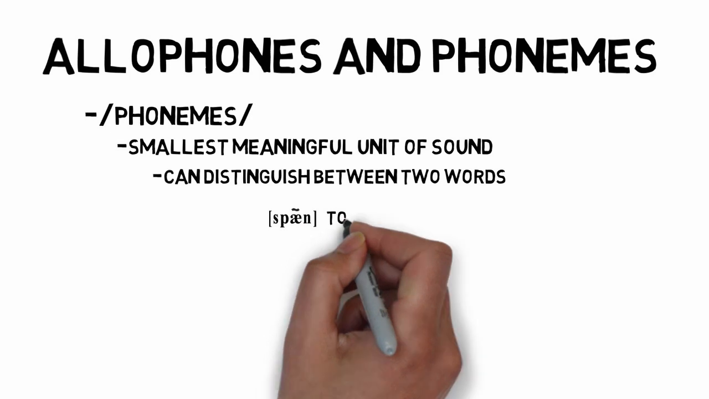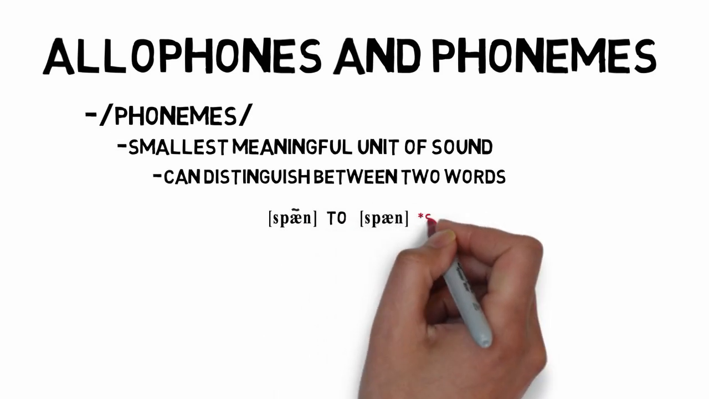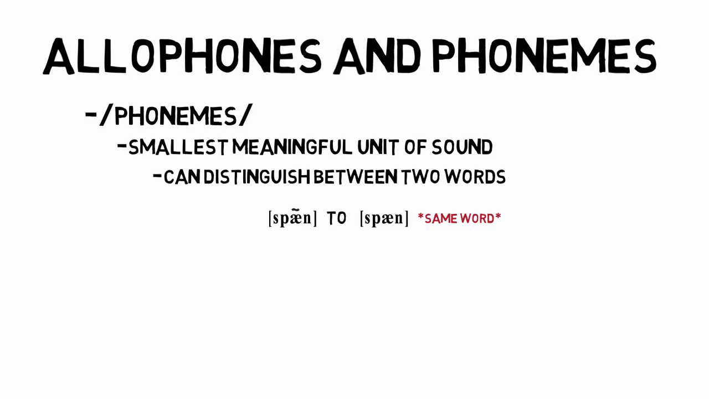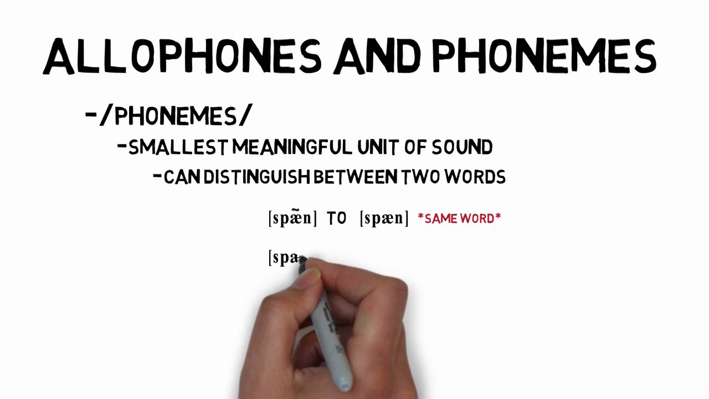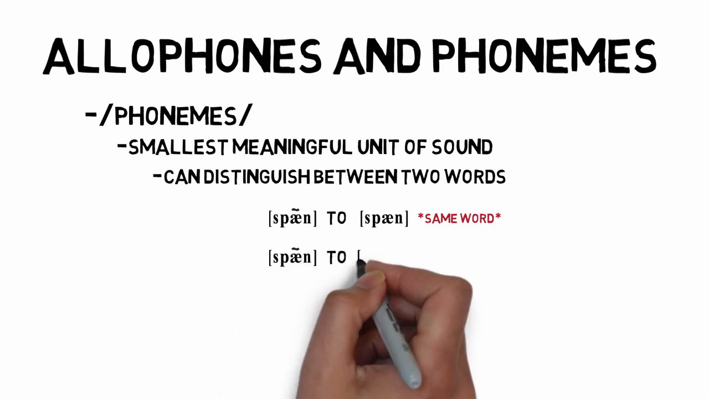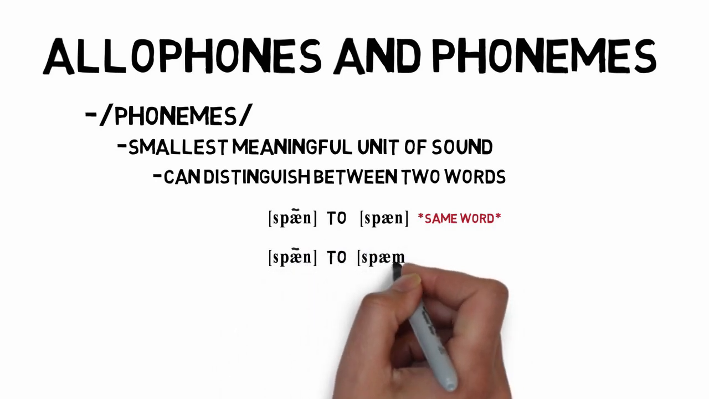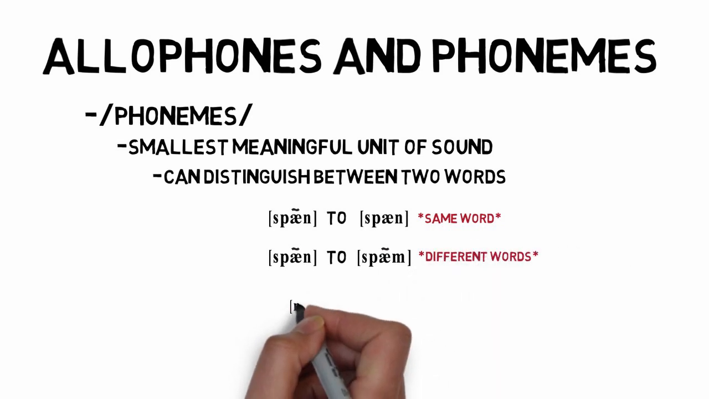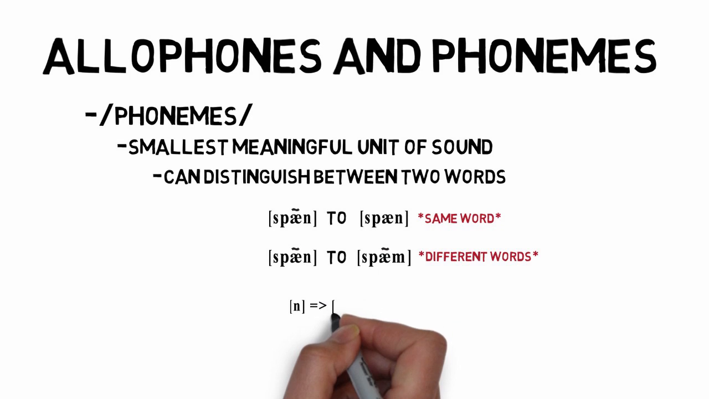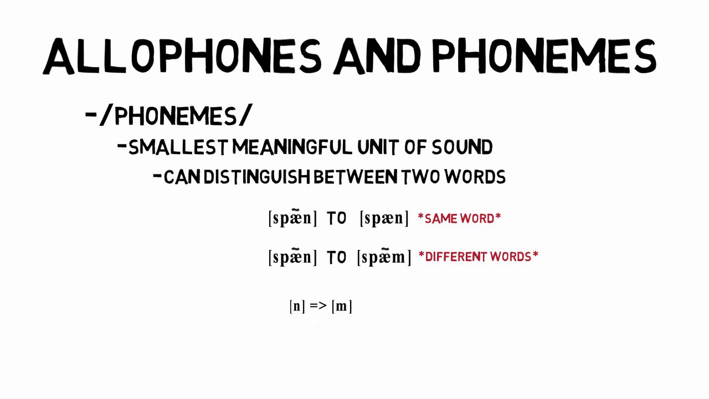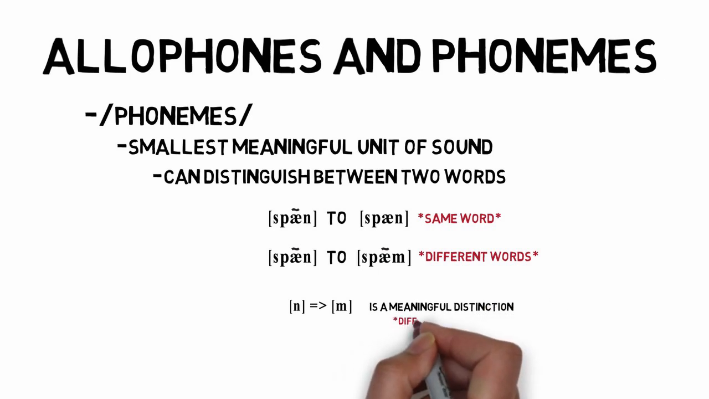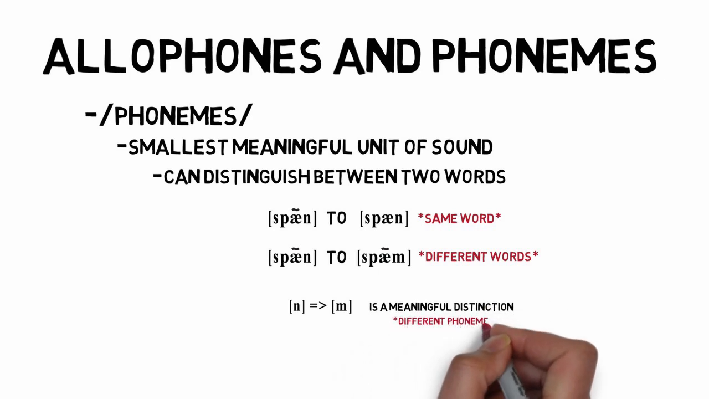Changing from a nasalized vowel to a non-nasalized vowel didn't seem to change the meaning. We went from span to span. It's still the same word. Changing the final consonant, though, of the word span to an M, spam, does change the meaning. Because this is a single instance of change, and there is a meaning change, we would say that N and M are different phonemes in English.